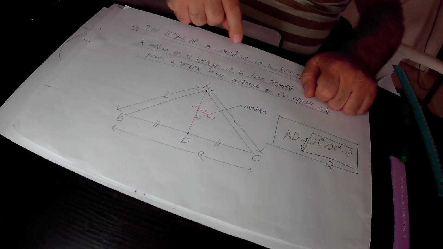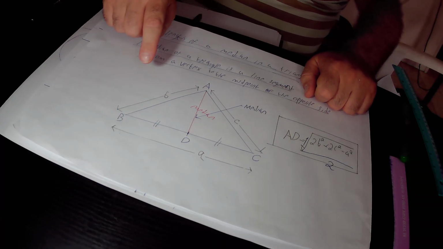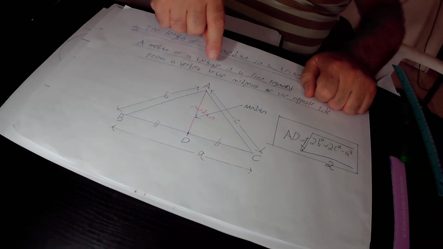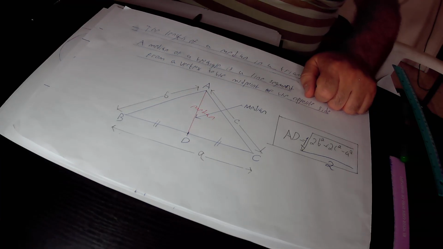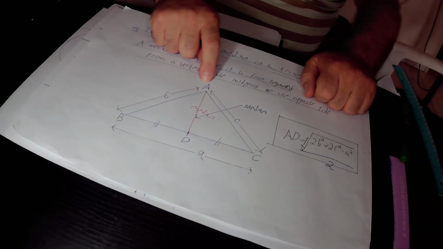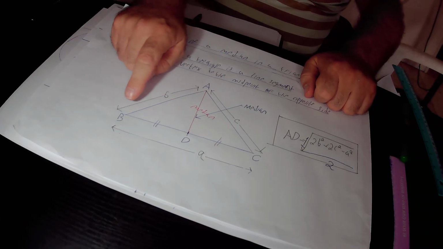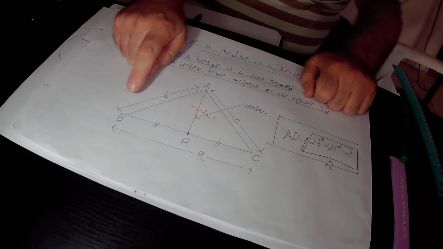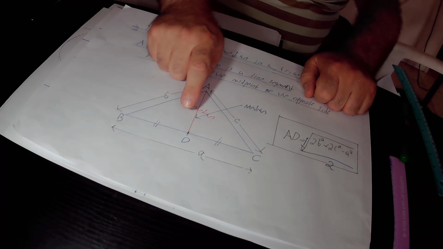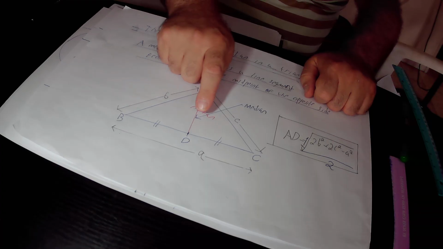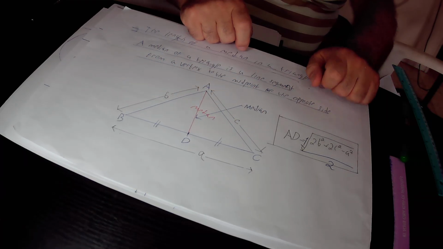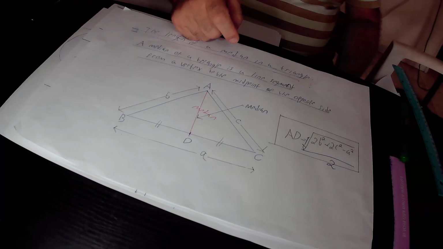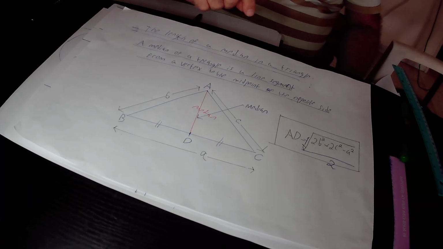The median in this triangle ABC is AD. It connects the vertex A to the midpoint of the opposite side BC. So at point D, the opposite side BC is bisected into two halves. The first half is BD and the second half is DC. But the question is, what is the length of the median AD?